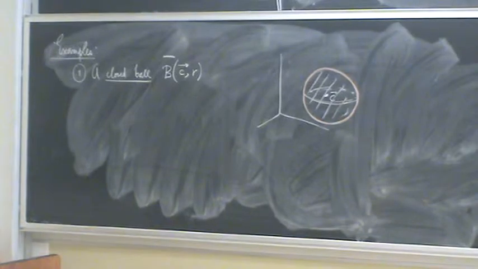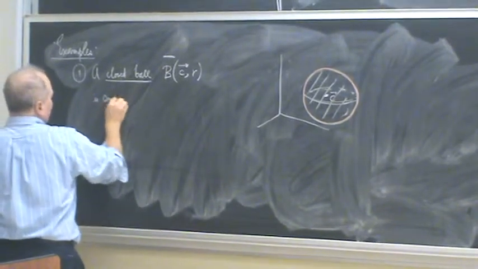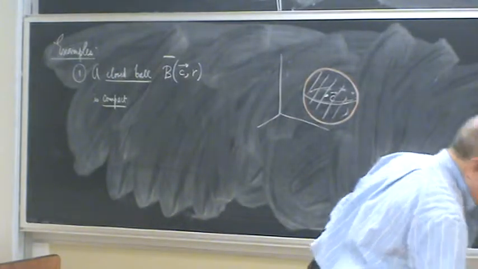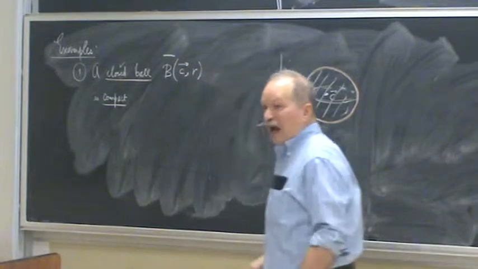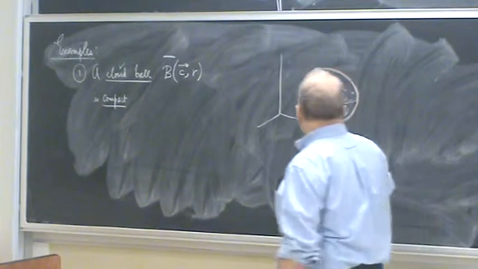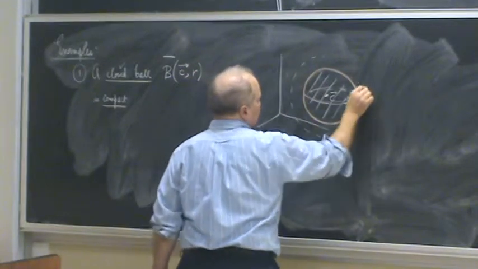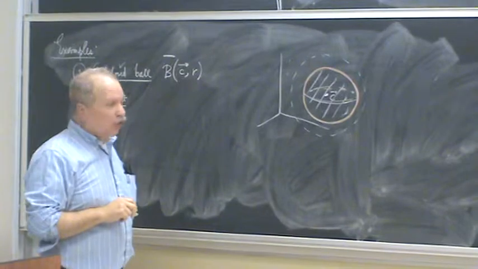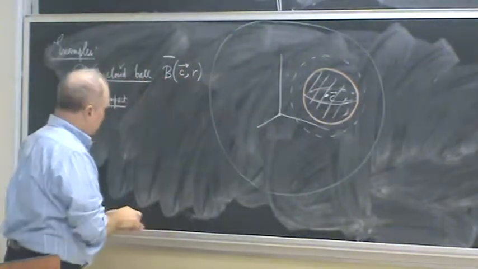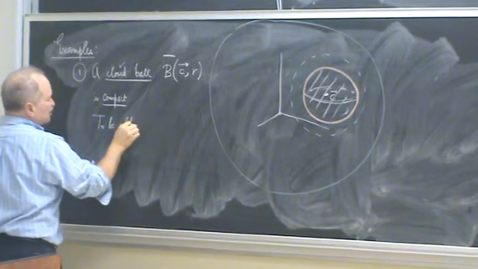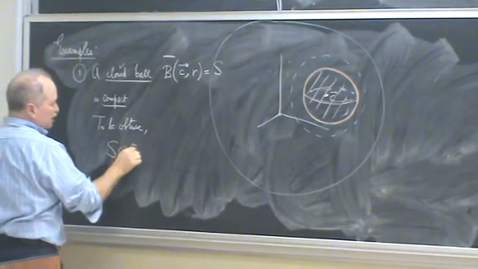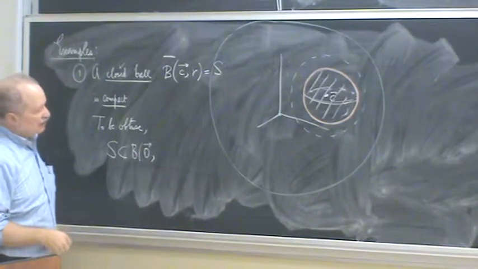Is it closed? Yes. Well, it's clearly closed, because we said so. Is it bounded? Yes. It's contained in any ball of larger radius centered at that point C. Or if I wanted to be fancy, I could even stick it in a ball centered at the origin. S is contained in a ball centered at the origin of radius what? Magnitude C plus R.